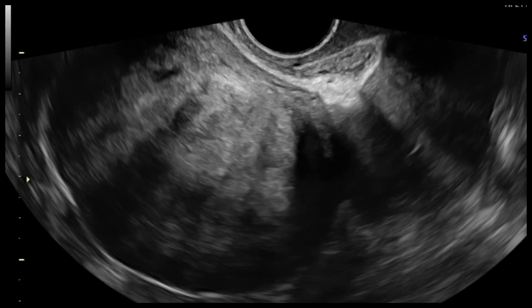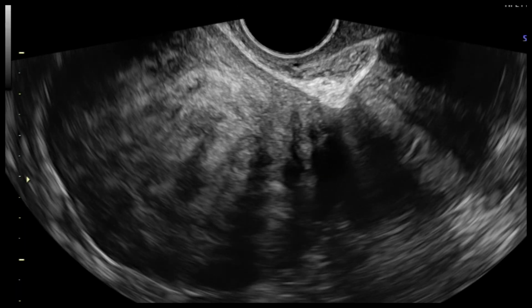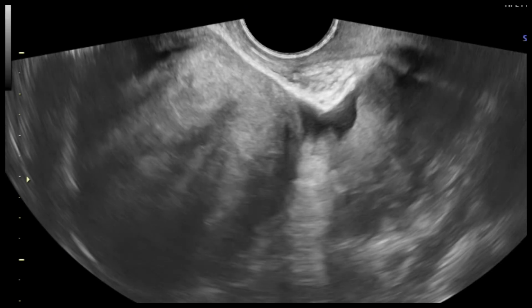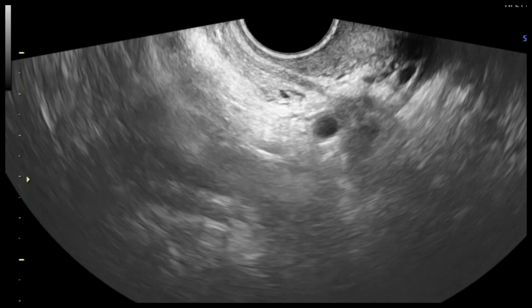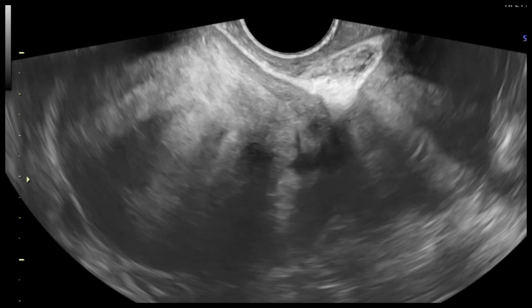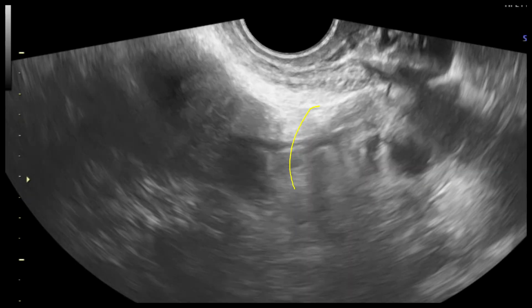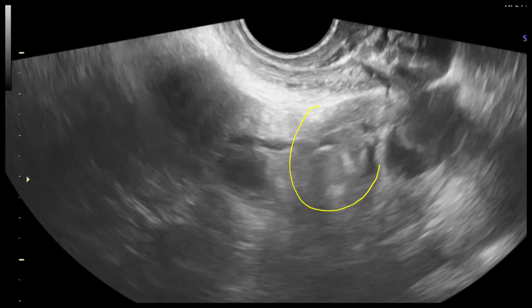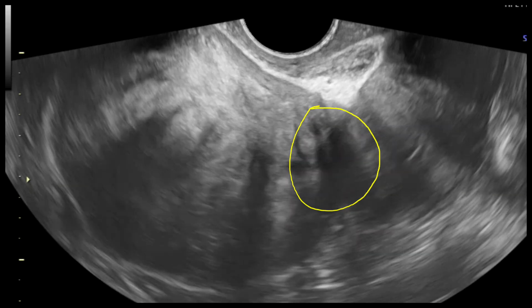It was a pedunculated fibroid which showed a connection with the uterus over here, and it was definitely a very large fibroid, which must be causing this patient a lot of pressure symptoms.